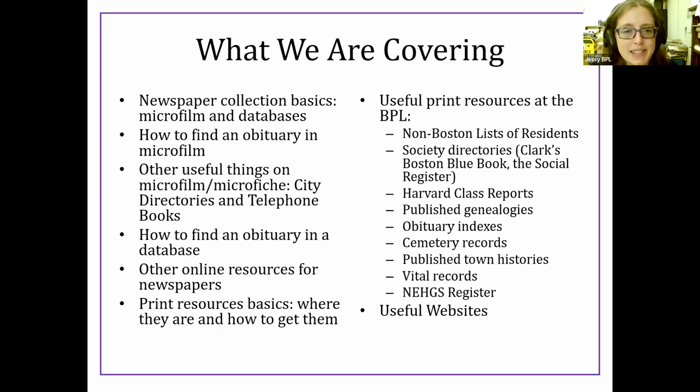We're going to go over the basics of the newspaper collection. We're going to do an example of how to find an obituary in microfilm. Obituaries are the most common things that our newspaper collection is used to locate. We're going to talk about some other useful things that are on microfilm and microfiche, including city directories and telephone books. We're going to go over how to find an obituary in a database, and we're going to talk a little bit about other online resources for newspapers.